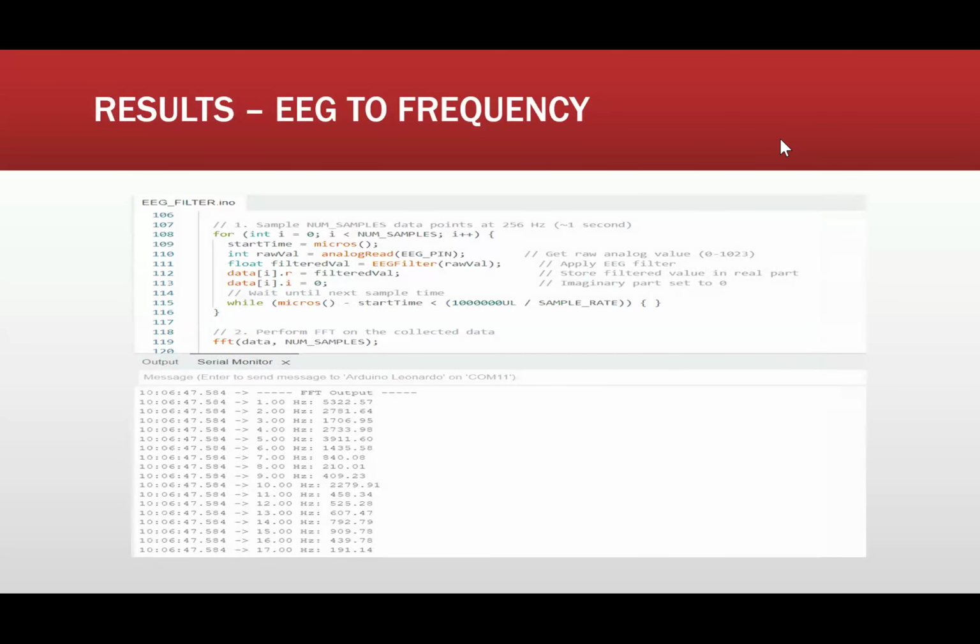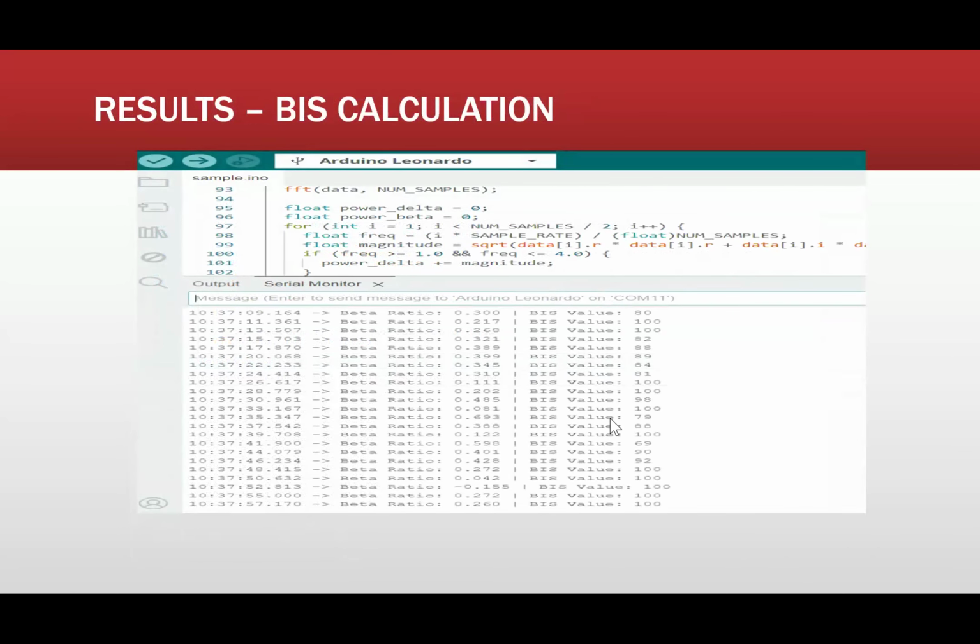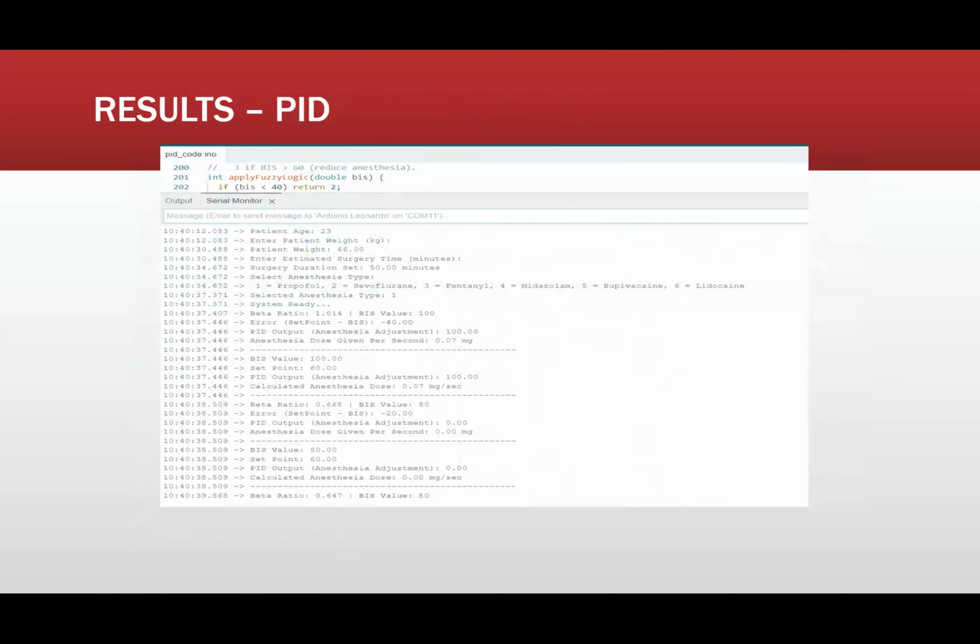And finally, these are the results. The results consist of the EEG band, where various frequency levels are calculated for some samples. Nearly 250 samples were taken, and those 250 samples were converted into the beta ratio, and that beta ratio was converted into BIS values. And finally, based on the BIS values, the PID algorithm will calculate the dosage level to be given. So this is how the given system will be implemented, and it will produce the results.